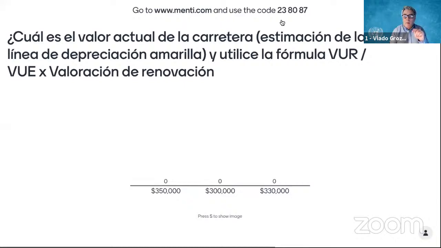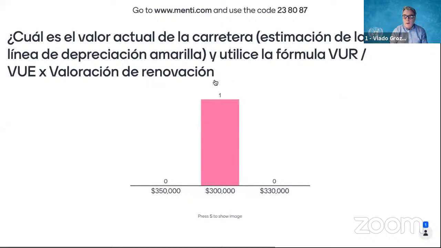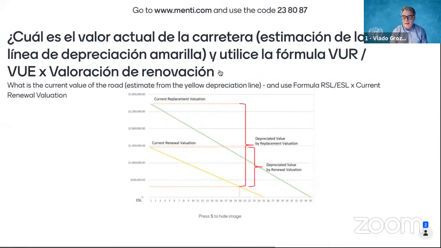Can you, on the picture there on the Mentimeter, you will remember the first line. I would like to ask you if you can estimate what is the current cost. Great. Okay. So you should estimate the current cost of the road using that replacement or renewal formula, which we saw before. Fernando, can you go ahead?